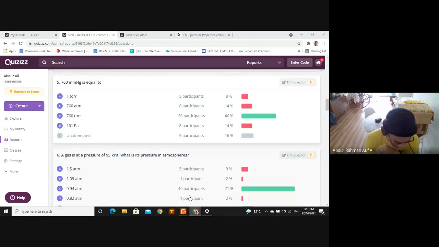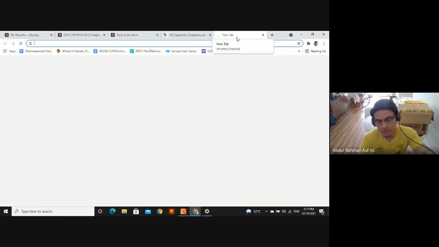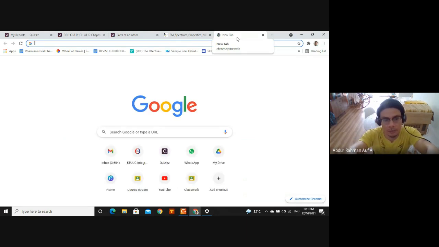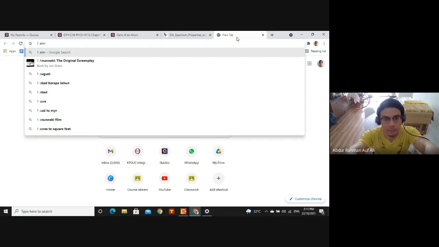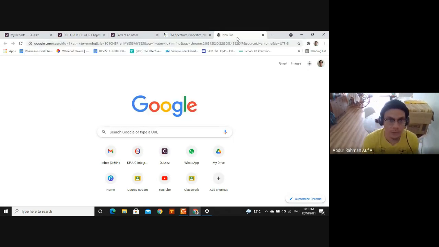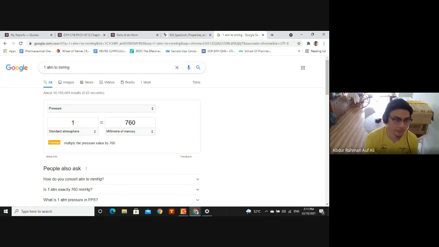Saya ada attach this factor dalam lecture note. Tapi saya akan tunjuk kat sini, 1 ATM equals to how many mmHg, millimeter of mercury. mmHg itu adalah unit untuk kita ukur tekanan. Okay, so ada banyak unit untuk ukur tekanan. Ada ATM, atmospheric pressure, ada Pa iaitu Pascal, sama dengan kPa iaitu kilopascal. Kita ada torr, T-O-R-R, kita ada mmHg. These are the 4 units yang kita guna dalam this syllabus untuk measure pressure, untuk ukur tekanan.